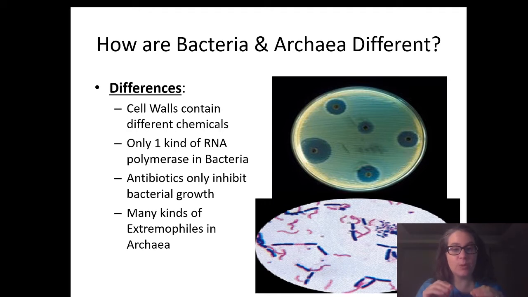Antibiotics often will either inhibit cell wall growth or inhibit RNA from working. And so antibiotics actually only inhibit bacteria. They don't inhibit things like our own cells, like eukaryotic cells, because we have these chemical differences. And then we see extremophiles, different microbes that can live in extreme environments, in both bacteria and archaea.